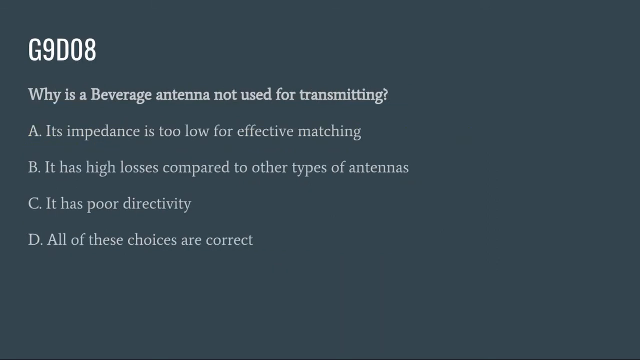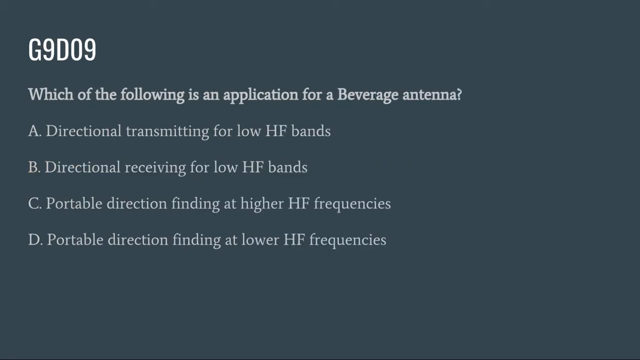G9D08, why is a beverage antenna not used for transmitting? A, its impedance is too low for effective matching. B, it has high losses compared to other types of antennas. C, it has poor directivity. Or D, all of these choices are correct. Correct answer B, it has high losses compared to other types of antennas.